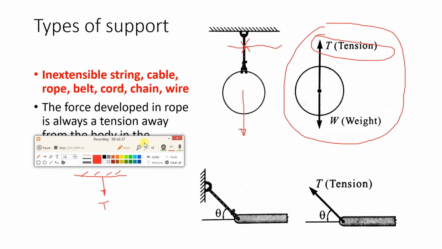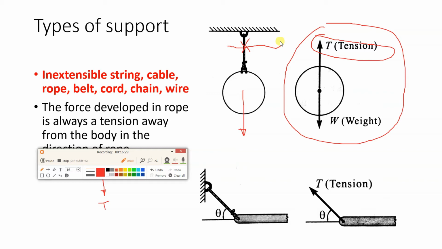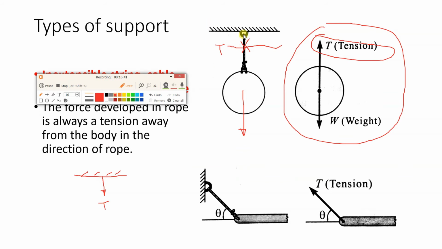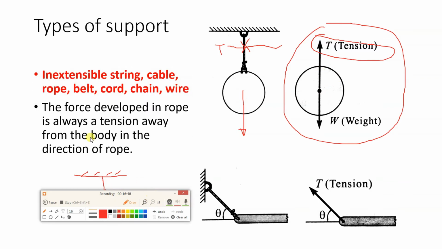When we are saying rope, string, cable, here we denote the internal force by tension T. That is why I am showing T over here. So if you draw the FBD for the ceiling and the hook part, it will be like this. But if you draw the FBD of the body, it will be like this. Same thing is written here. When you draw the FBD of the body and we have a string, the force developed in the rope is always a tension away from the body in the direction of the rope.